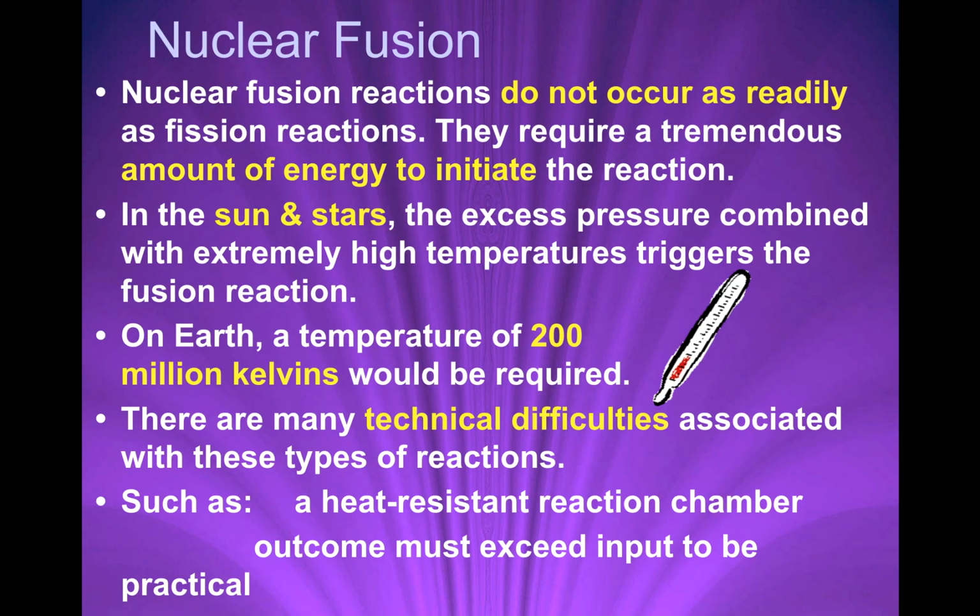Nuclear fusion reactions do not occur as readily as fission reactions. They require a tremendous amount of energy to initiate the reaction. In the sun and stars, the excess pressure combined with extremely high temperatures triggers the fusion reaction. On Earth, a temperature of 200 million kelvins would be required. There are many technical difficulties associated with these types of reactions, such as a heat-resistant reaction chamber; outcome must exceed input to be practical.